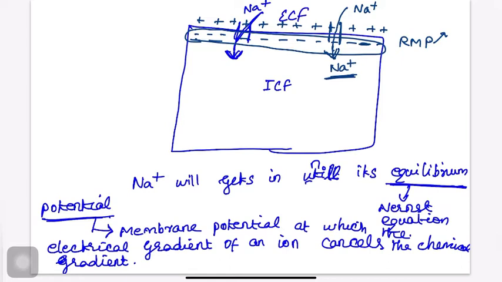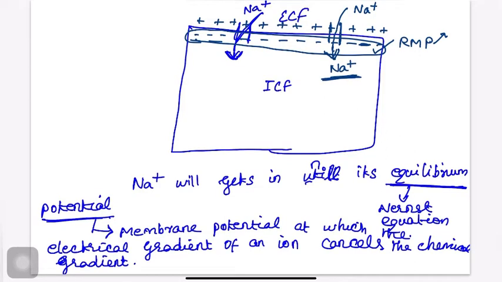Once the whole negative charge gets neutralized, the electrical gradient for sodium is at an end. So initially when sodium channels open, sodium will enter due to its concentration gradient, and it is favored by its electrical gradient too, right? As it is negative inside and positive outside, the positive charges get in. So the concentration gradient is favored by the electrical gradient.